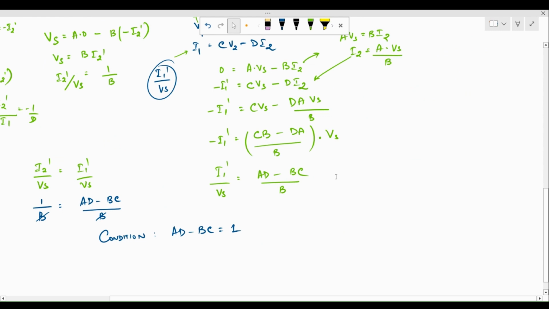So that's all with today's video. I hope you've understood the concept of transmission parameters through this video and how it is related to the Z and the Y parameters, and also the condition for reciprocity in terms of transmission parameters. In the upcoming videos, we'll discuss some numericals related to it.